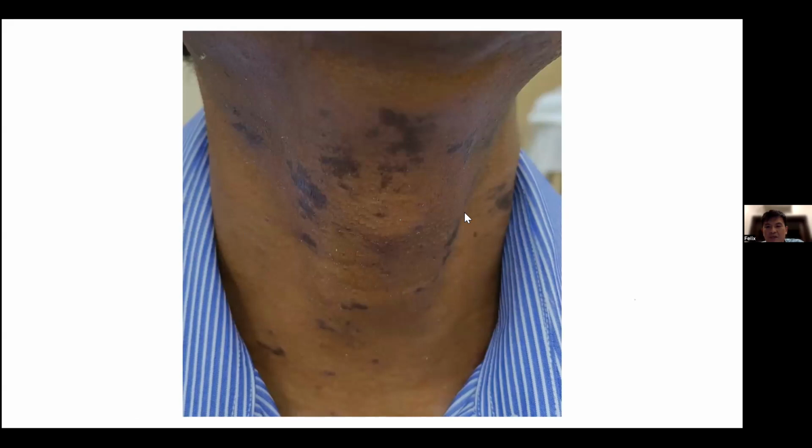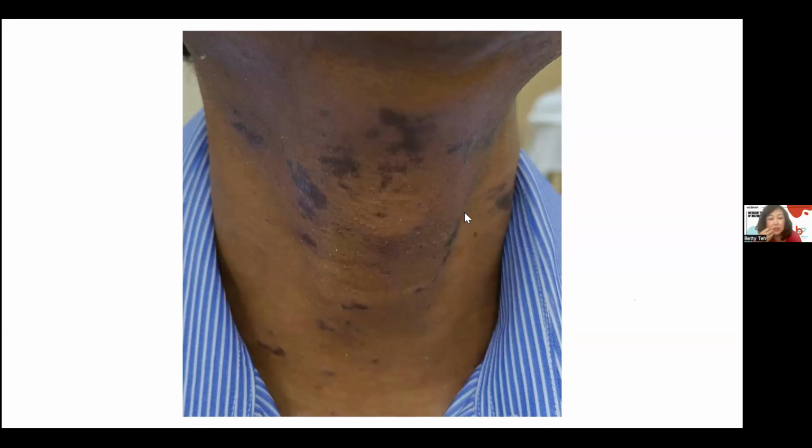Can you hear me? So this man presented to me with this type of hyperpigmented lesion, mildly itchy. You can see it on his neck, on his face, especially the jaw area, the cheek area, and the forehead. He is a bit worried about this pigmentation. Any possible cause for this pigmentation?